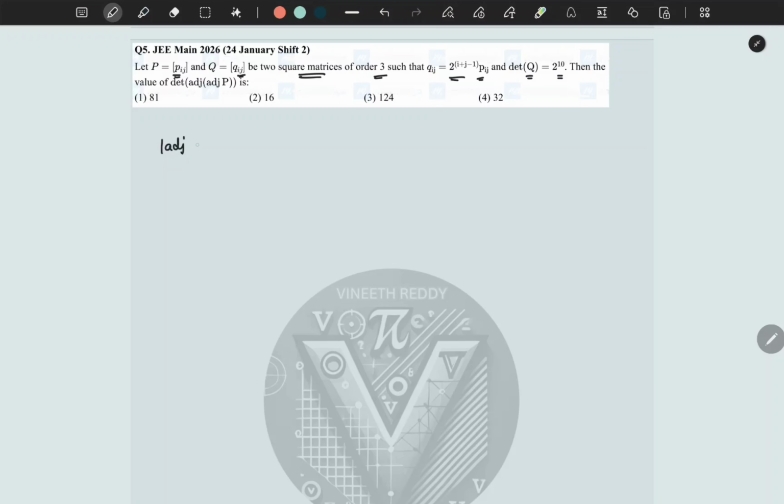Okay, determinant of adjoint P. If I take this as B, it will be determinant of B whole raised to the power n minus 1, that is 3 minus 1, which is 2. So this should be determinant of P whole square. Again, determinant of adjoint P will be determinant of P whole power 2 whole square.